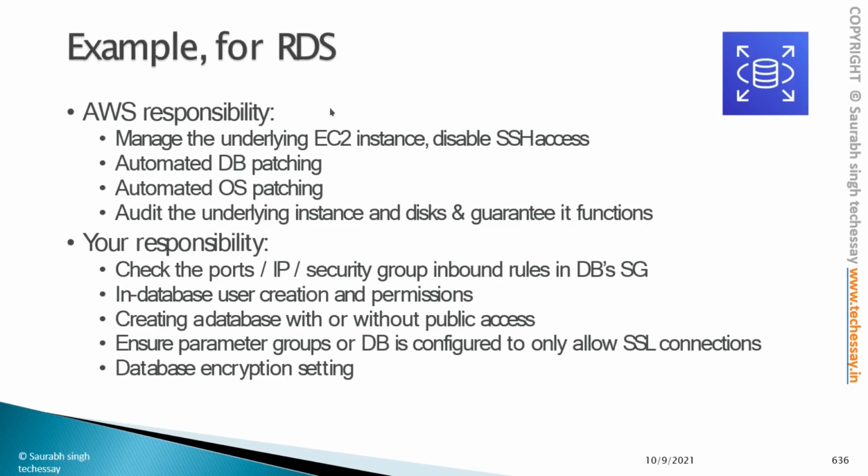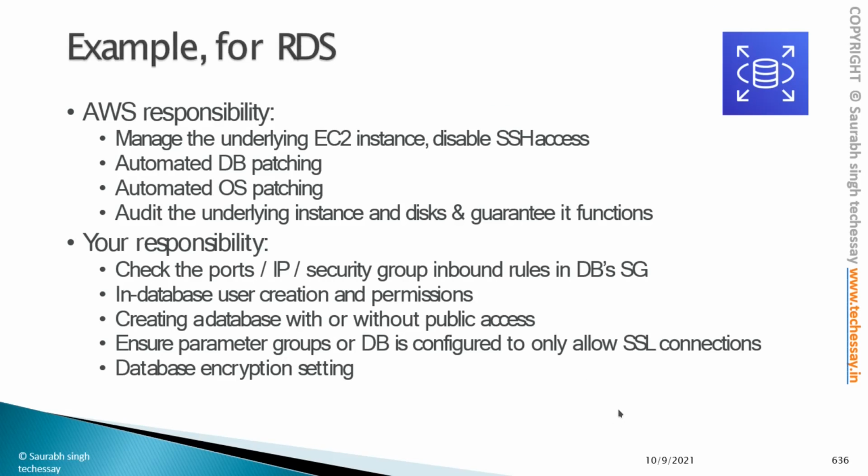Here AWS is responsible for managing the underlying EC2 instances, disabling SSH, automatic database patching, automated operating system patching, and auditing the underlying instances and disks to guarantee they function. So in taking RDS, what is our responsibility? Basically our responsibility is to check the ports, IPs, and security group inbound rules in the database security group. Database user creation and permissions are also our responsibility. So creating a database without public access, ensuring parameter groups or the database are configured to only allow SSL connections, and database encryption settings are all the responsibility of ourselves.